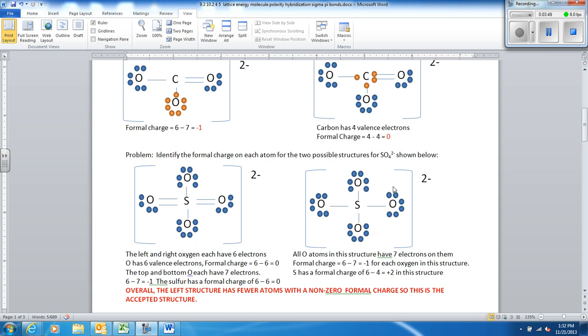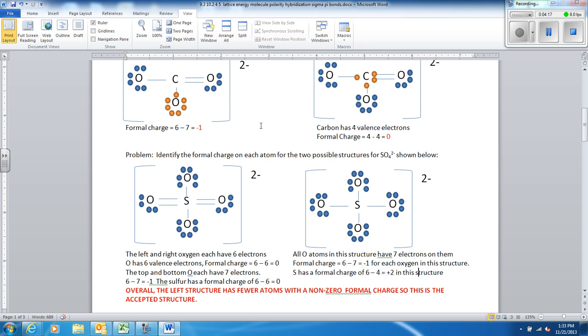All right, now notice all these oxygens are the same. They all have 1, 2, 3, 4, 5, 6, 7 electrons around them. And oxygen should have 6 electrons around it in terms of valence electrons. So the formal charge on all the O's is -1. 6 minus 7 is -1. And sulfur has 1, 2, 3, 4 electrons around it. Sulfur has 6 valence electrons, and 6 minus 4 is +2.